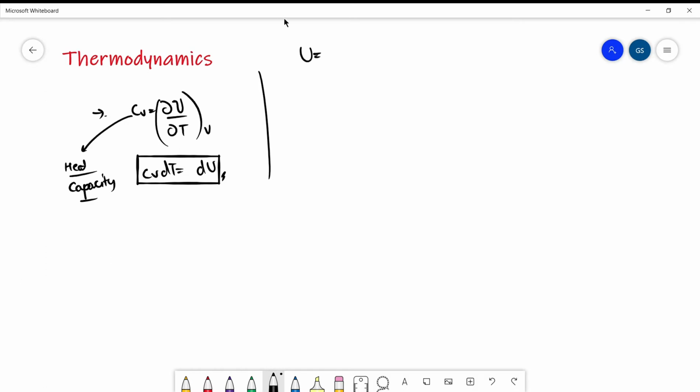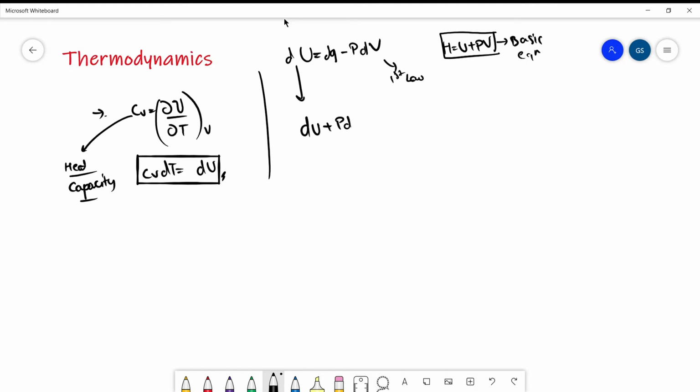So dU was nothing but dQ minus PdV. Also we know that H equals U plus PV. This was the basic equation, and this was our first law. Now let's rearrange this. So dU plus P times dV equals dQ. Let's take d common here. We'll get d(U plus PV) equals dQ, and U plus PV is nothing but H. So we can write dH equals dQ.